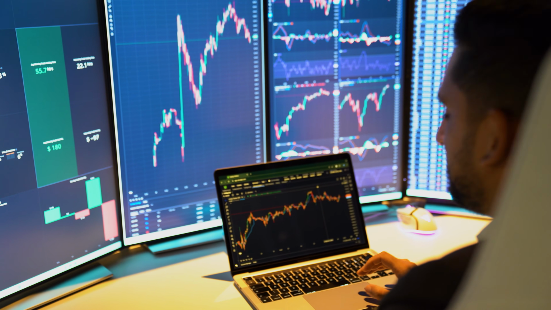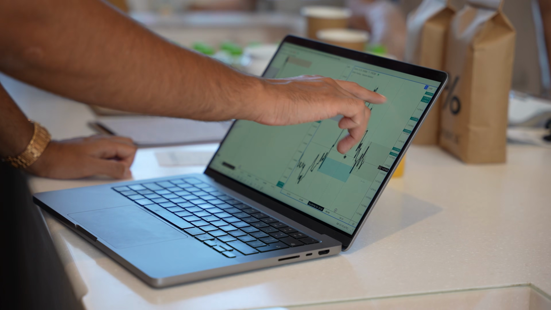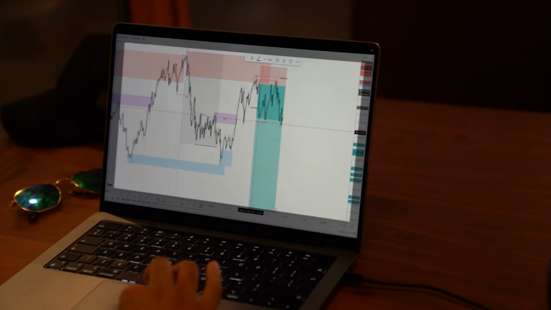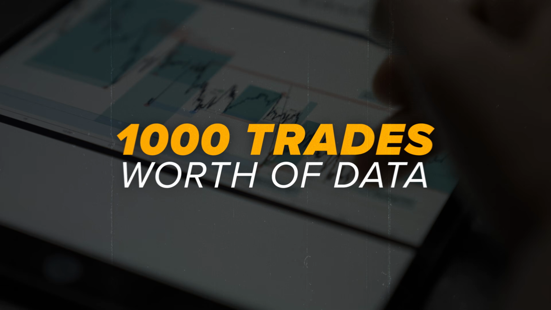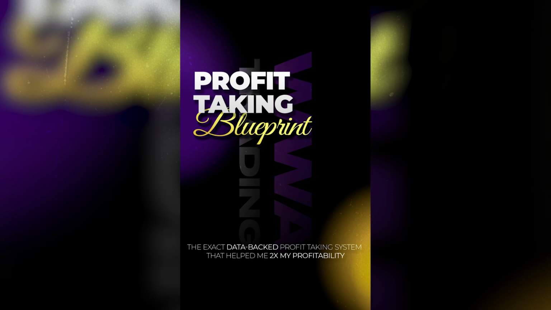I spent years and years doing take profits randomly, and I always put all of my focus into the entry. And then with the exits, which is just as important, I would randomly go off a level, maybe Asia high, maybe M15 structure. I had so many levels on the screen, and based on how greedy or fearful I was, that would be what I picked. Then I realized I need to take this like a science, and then I took 1,000 trades worth of data to find my optimal areas to be taking profit.